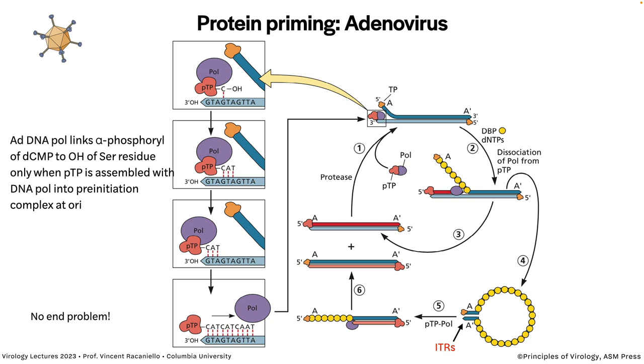They put on a terminal protein as the primer. It's going to copy the whole thing. We're going to have another double-stranded DNA molecule, which could enter this whole cycle again. So both the bottom and the top strands are copied by strand displacement using a protein primer.